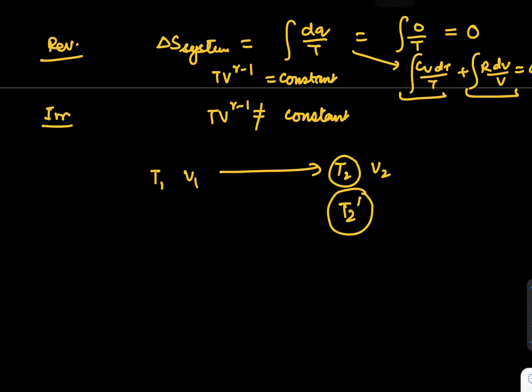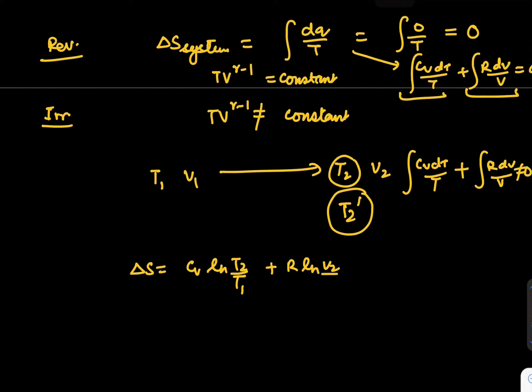But in this case, these two terms will not match. So we can say the integral of Cv dT upon T plus the integral of R dV upon V will not be equal to 0. So we can't say this is equal to 0 for the irreversible case. So how to proceed? We'll use delta S as Cv ln T2 by T1 plus R ln V2 by V1. Let's say this is for 1 mole, and if it is n moles, you will multiply these terms by n.